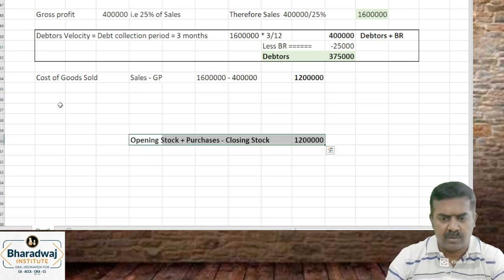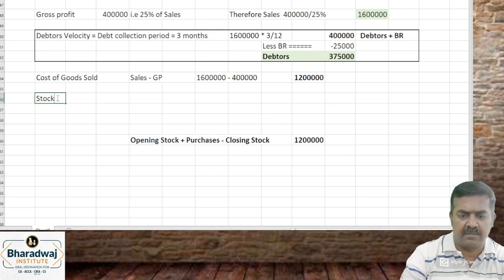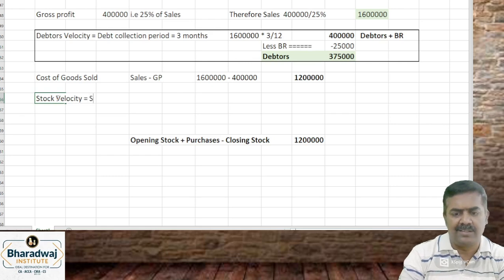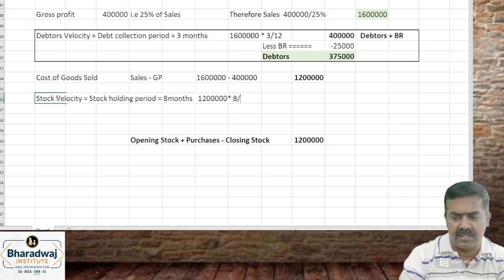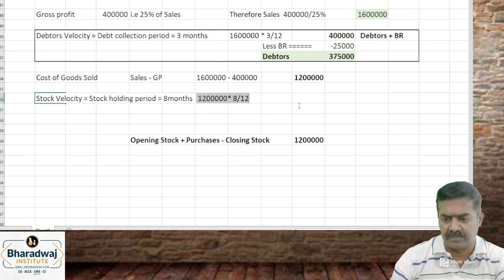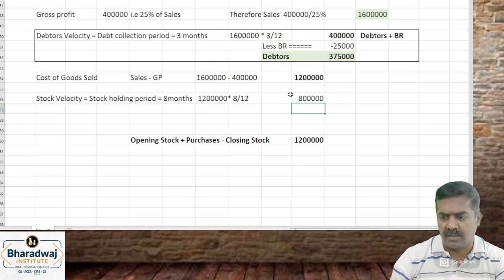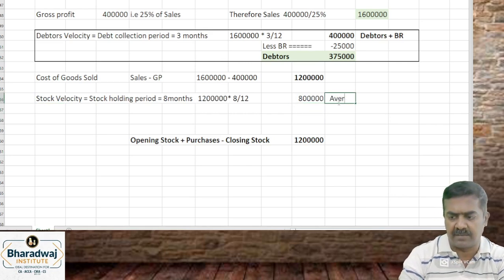Before that, what do you mean by stock velocity? Nothing but stock holding period. எவ்வளவு months? 8 months. அப்போ cost of goods sold இருக்கு இல்லையா 12 lakhs. அதுல 8 months is there in the form of stock now. 12 lakhs into 8 by 12, 8 lakhs. This is average stock.